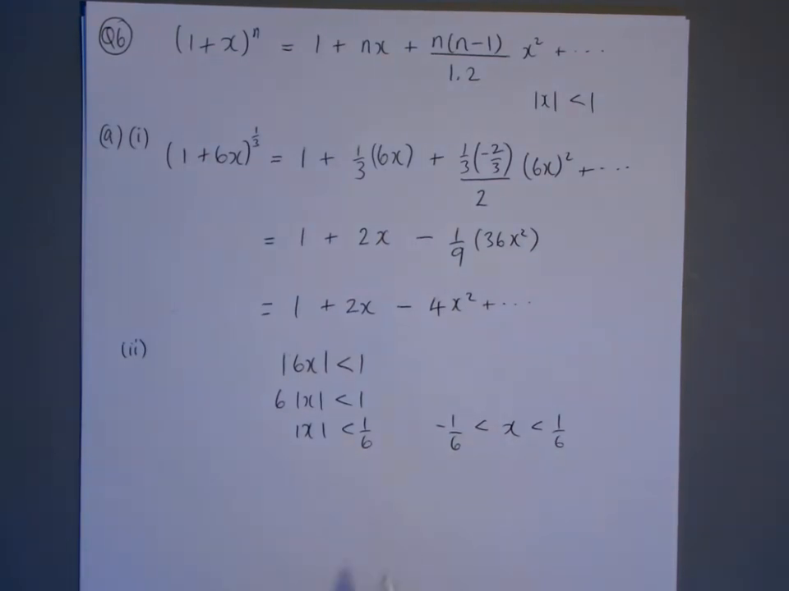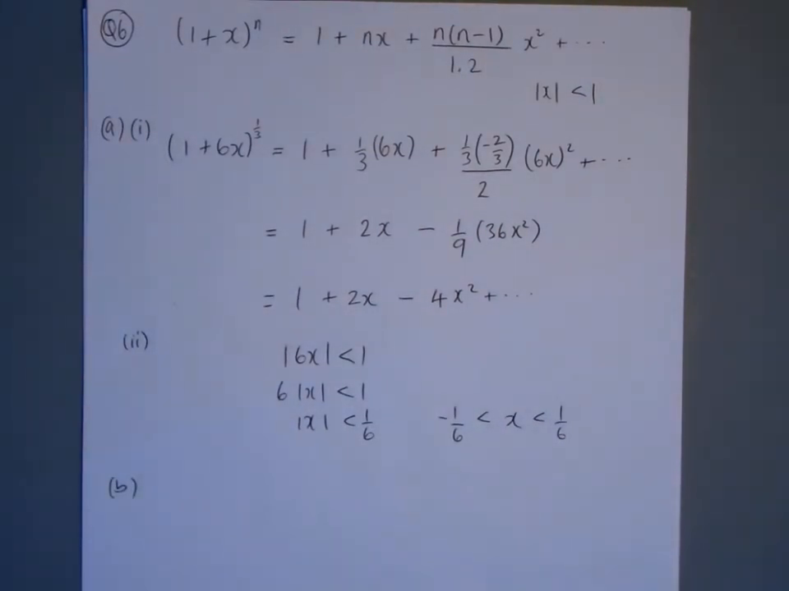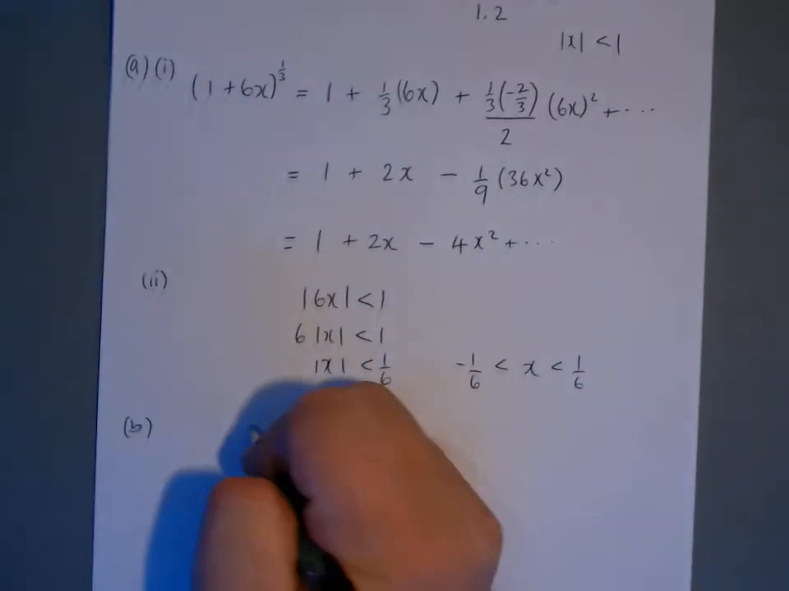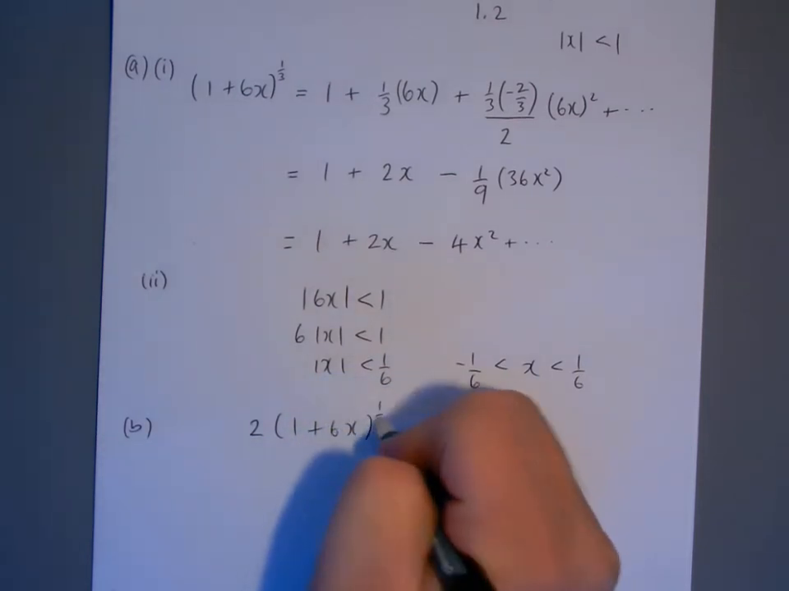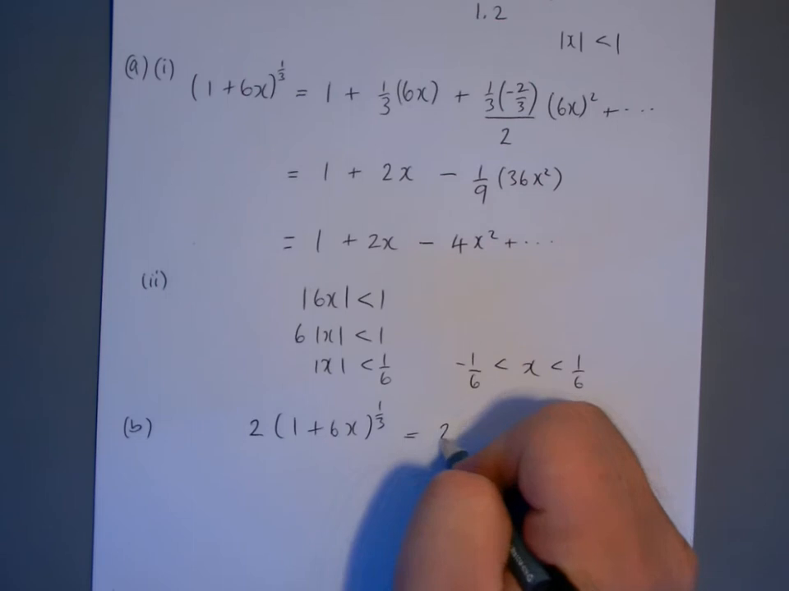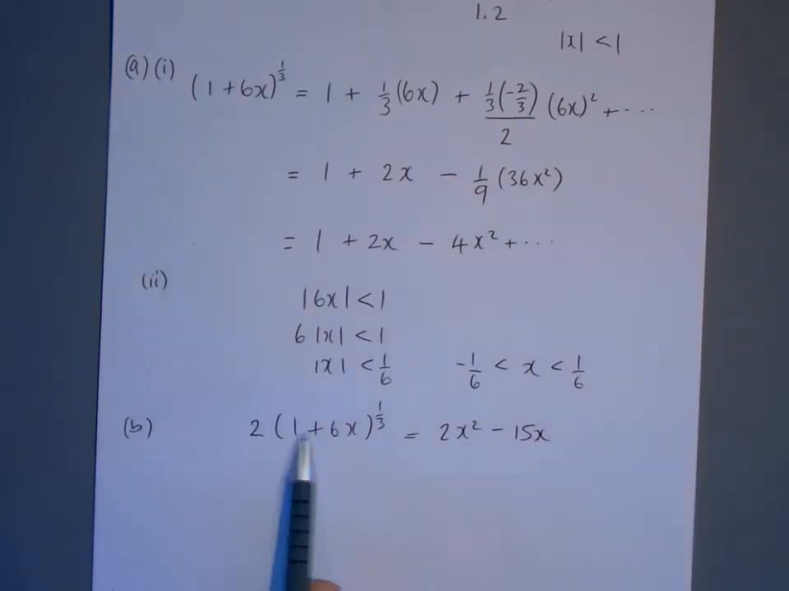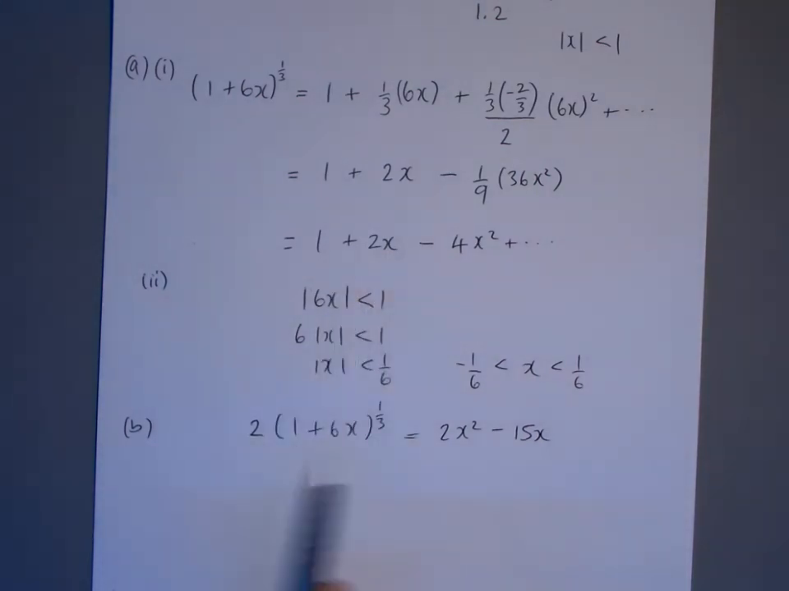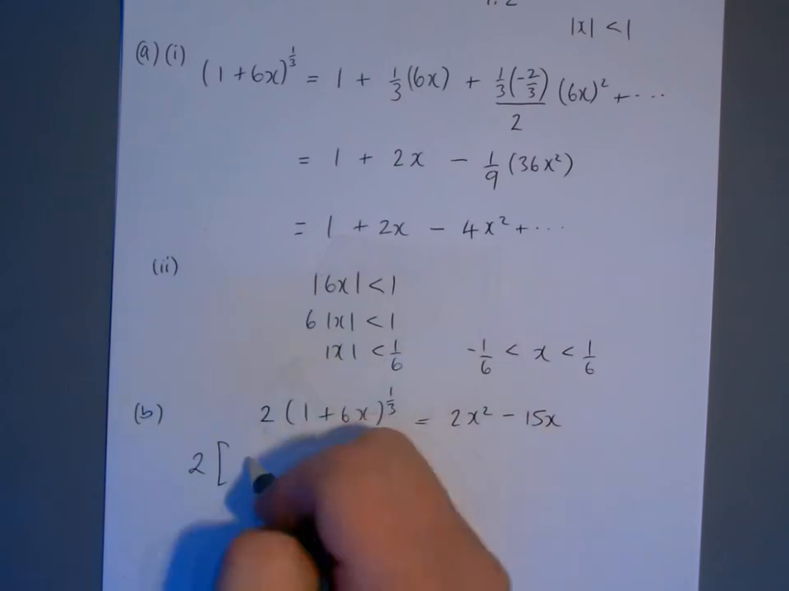So in the next part, in part B, it says use your expansion in part A to find an approximate value for one root of the equation. Okay, so let's write down the equation. Equals 2x squared minus 15x. Well, we've already expanded that in part A. So when it says use your answer from part A, we'll just substitute the expansion in here. Not forgetting that there's a 2 here, so maybe a square bracket would be nice here. Okay, we'll put that expansion in.